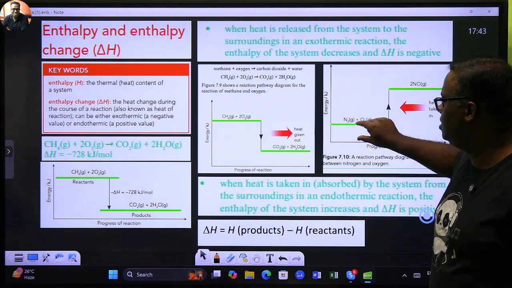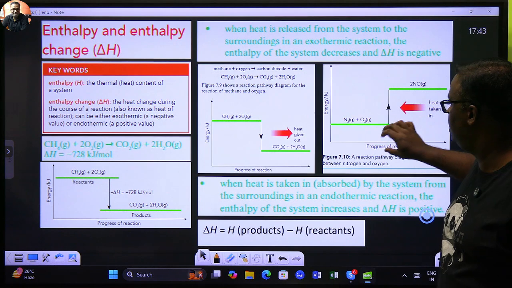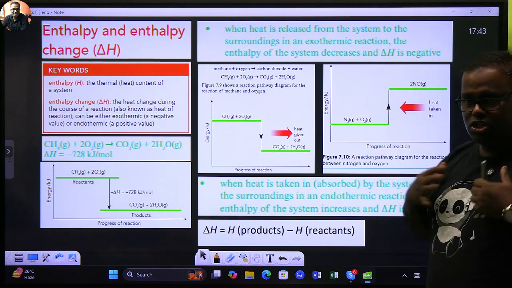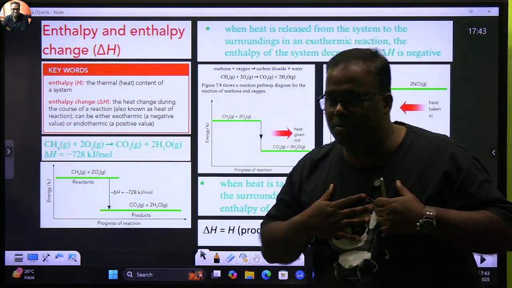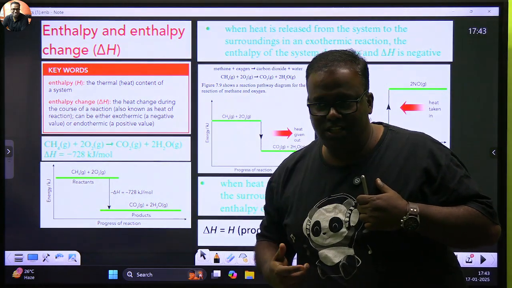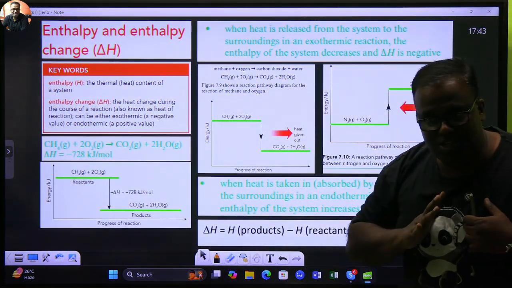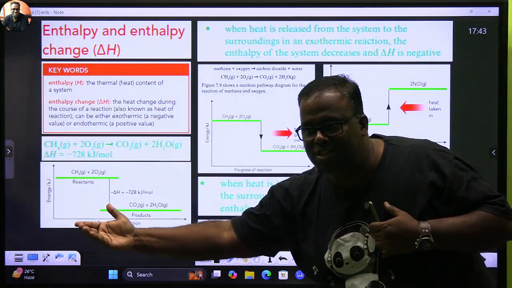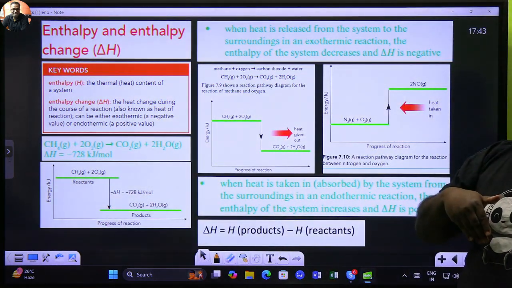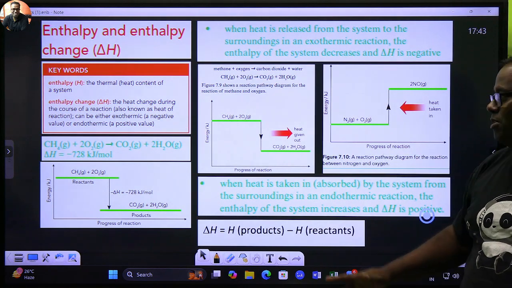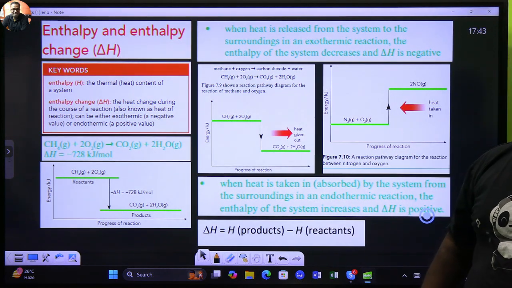मैंने इतना energy से शुरू किया था, मैंने इतना energy absorb किया. As a system, my enthalpy has gone up. So what is the change in enthalpy? Final enthalpy minus initial. But we are doing chemistry, so enthalpy of the products minus enthalpy of the reactants. Products ज़्यादा है, reactants कम है, हम positive में आएंगे. Have you understood this or not?